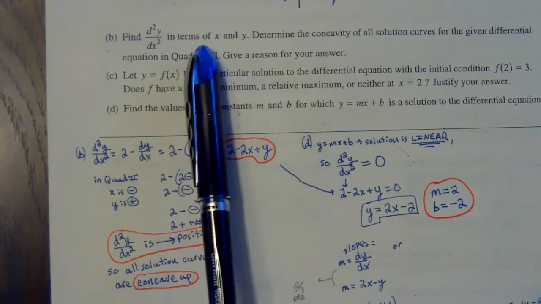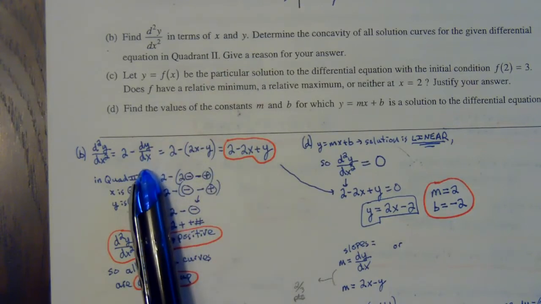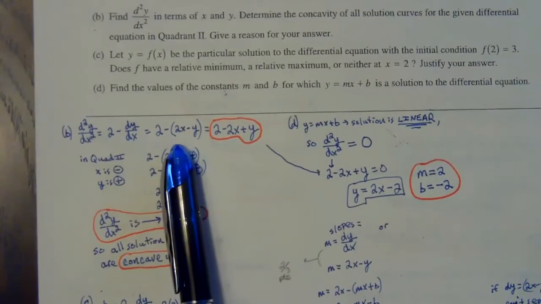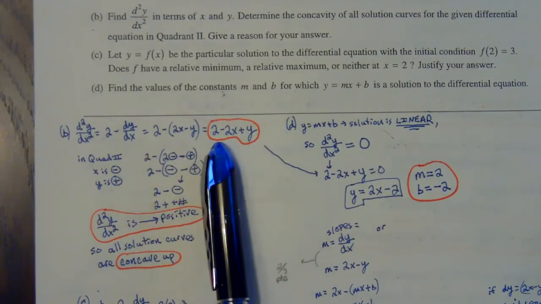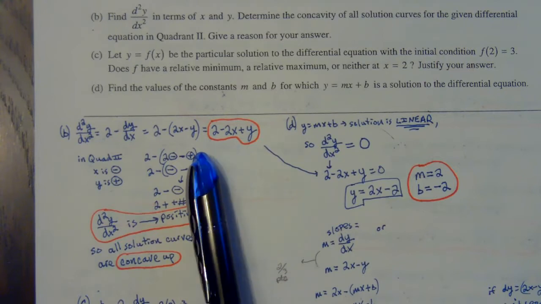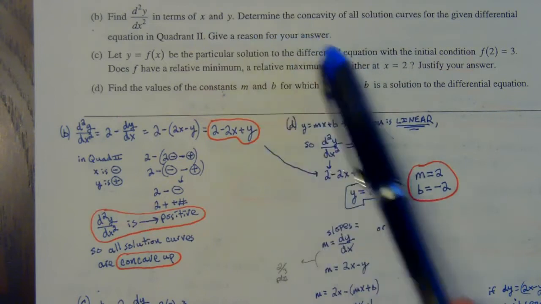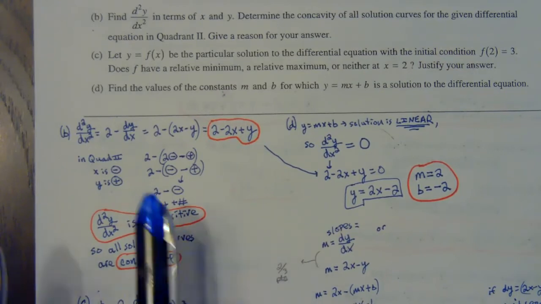Now, since it states in terms of x and y, it means it doesn't want the y prime there. You have to get rid of the y prime or the dy/dx, and you just substitute what the dy/dx is equal to. So just plug in the 2x minus y for that dy/dx, and you can kind of stop right there. You can distribute if you need to, but there's that first part of that. So I thought that first part of part B was kind of simple. The second part, though, I had to think for a little bit. It says determine the concavity of all solution curves for the differential equation in quadrant 2. So that's what we use the second derivative for.